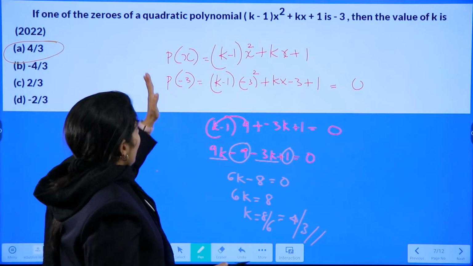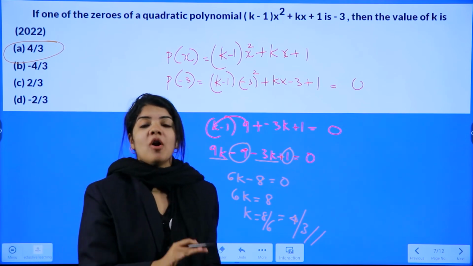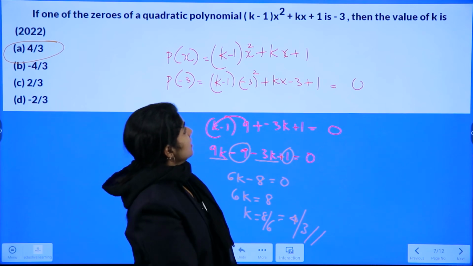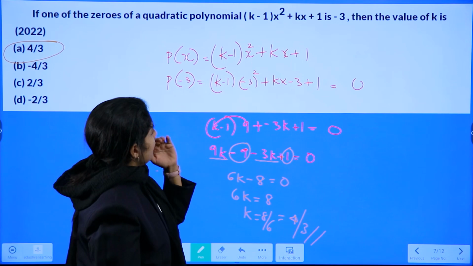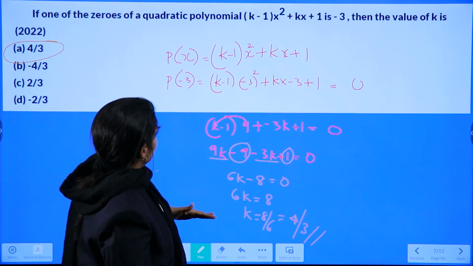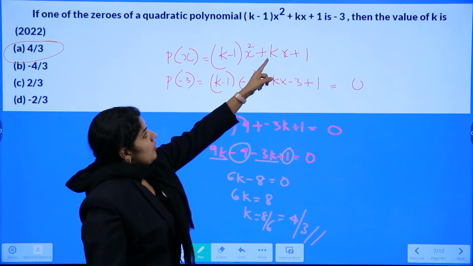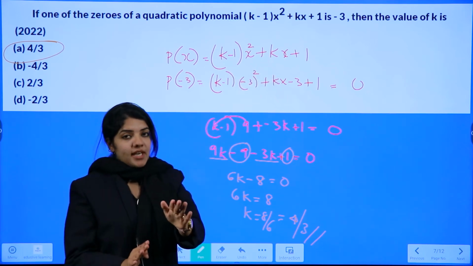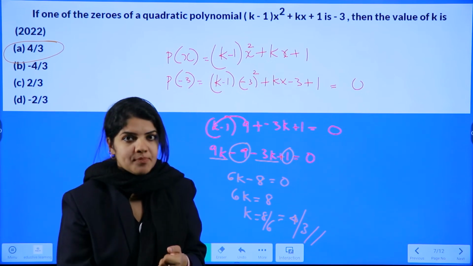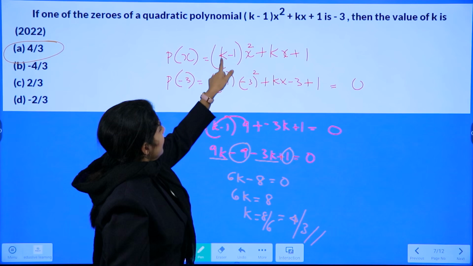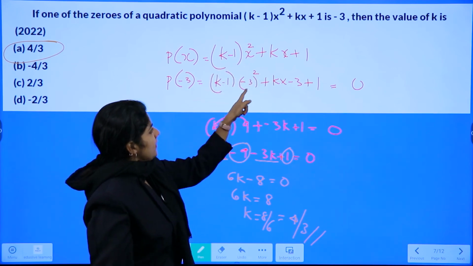Okay, so I will repeat this. This is a very important question. One of the zeros of the polynomial is given. So that means the x value is given as minus 3. So we will be substituting that value for x. It is given in the question, one of the zeros is minus 3. That means for x you have to substitute minus 3. So in the given polynomial, instead of x we will substitute minus 3.